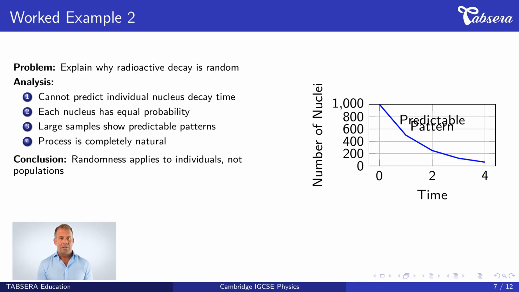Third, although individual decays are random, large samples show predictable patterns that we can measure and use. Fourth, the process is completely natural with no external triggers determining when decay occurs. The conclusion is that randomness applies to individual nuclei, not to large populations. The graph shows this principle. While we cannot predict individual events, the overall pattern follows a predictable curve called exponential decay.